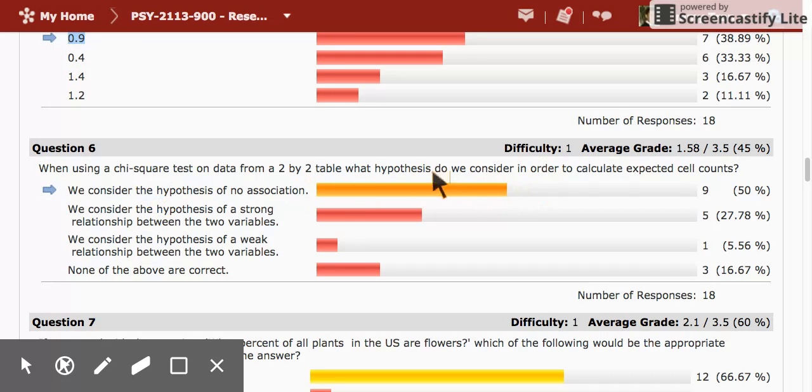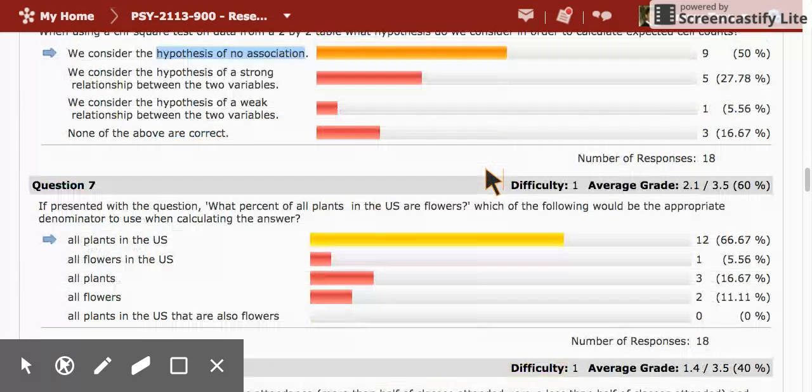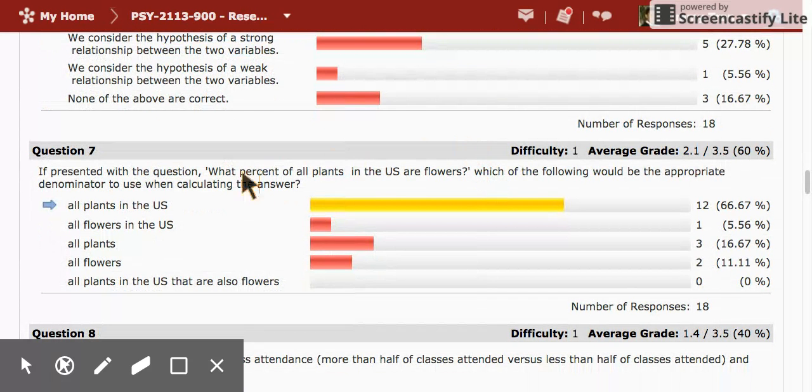What hypothesis do we consider in calculating expected cell counts? I mentioned that it's a hypothesis of no association. Again, it's on that slide. Basically, what value would you expect if there was no association? It's your baseline value. We covered a bunch of slides on the phrasing of the questions.